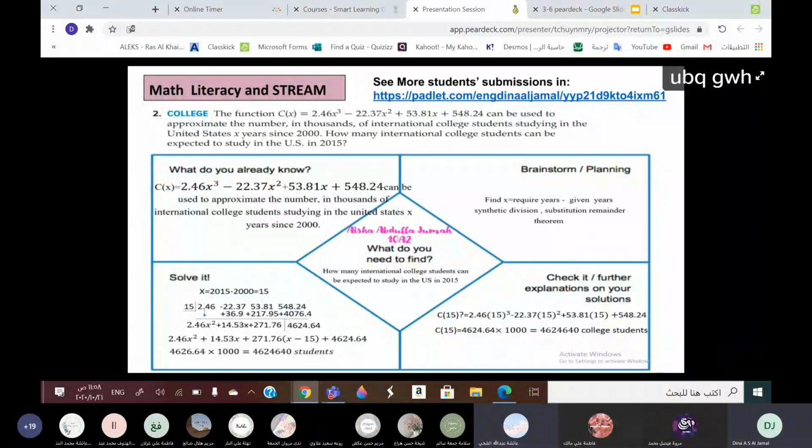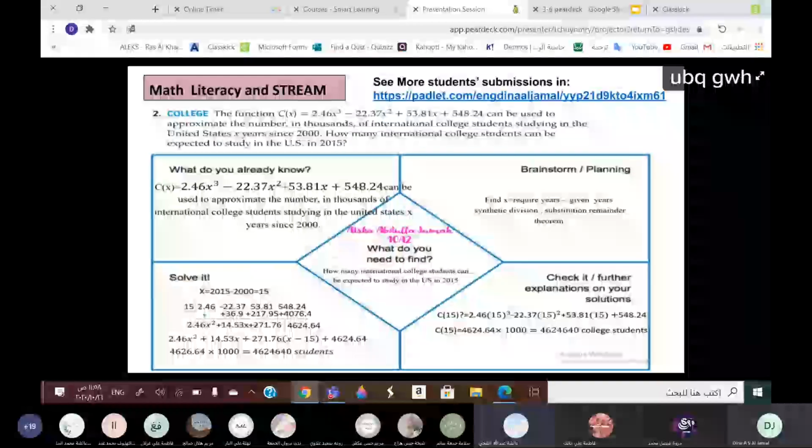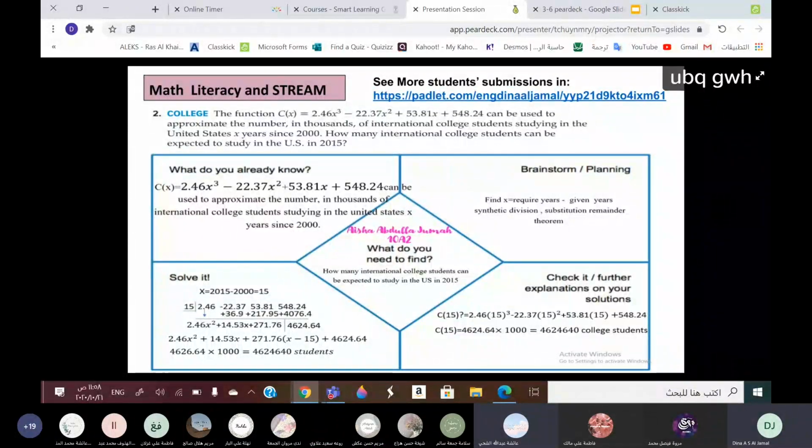We will multiply it by 15. And then we will have the answer, and we have to write it down. The second number is minus 22.37, and we will add them and we will write it, and we will redo the thing that we did first. And then they told us that they want the number in thousand. So we will have the remainder, we will multiply it by 1000, so it will give us the number of students in 1000. And then when we check it, we have to use the synthetic substitution.